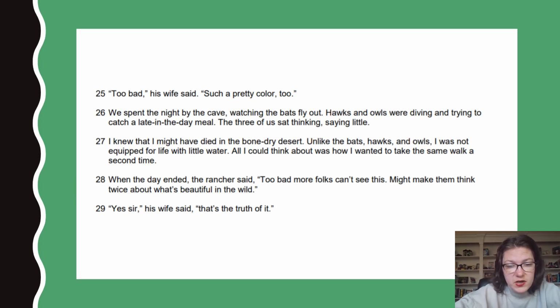When the day ended, the rancher said, "Too bad more folks can't see this. Might make them think twice about what's beautiful in the wild." "Yes, sir," his wife said, "and that's the truth of it."